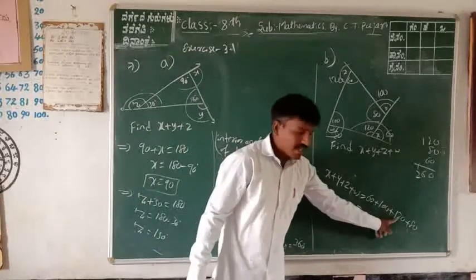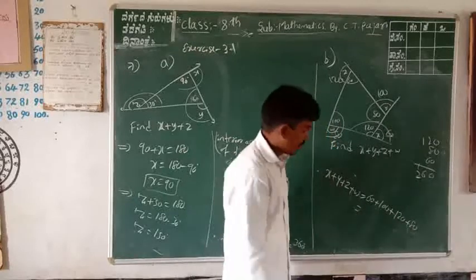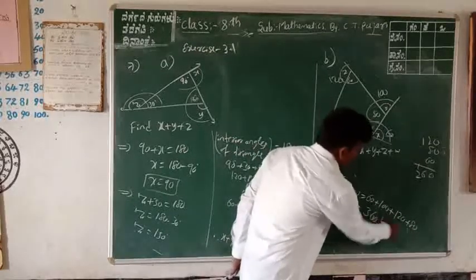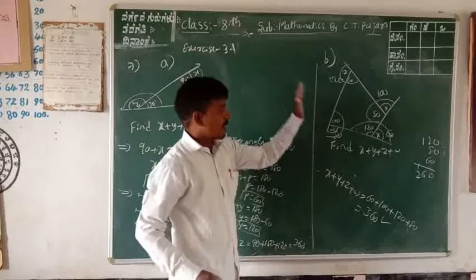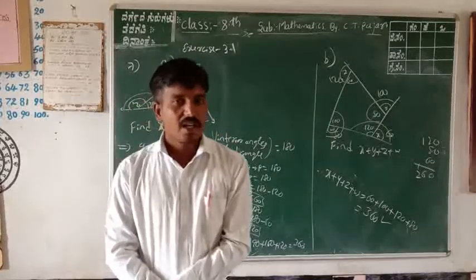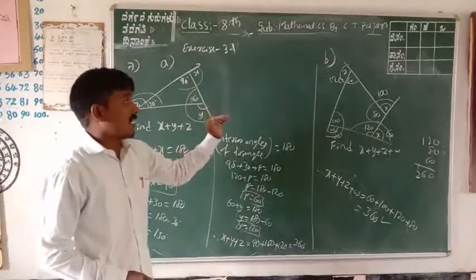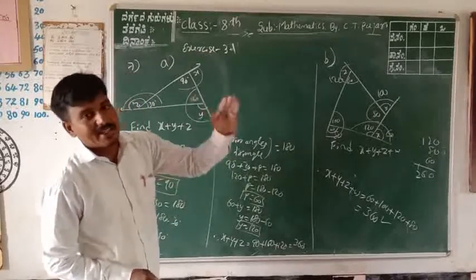100 plus 120 is 220, 220 plus 80 is 300, plus 60 is 360. We can do it by this method. You can write it properly in your classwork or homework also. Next, in your next class, you can study only interior and exterior angles.